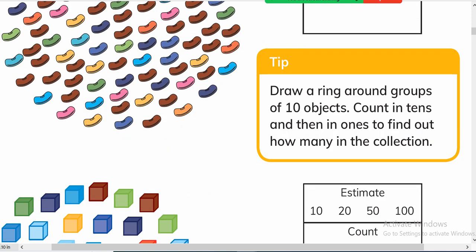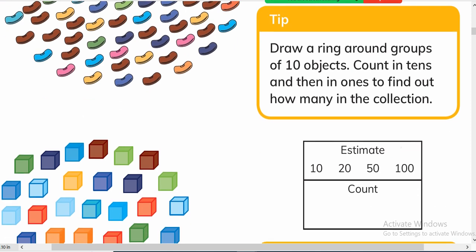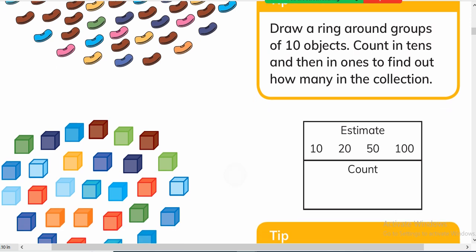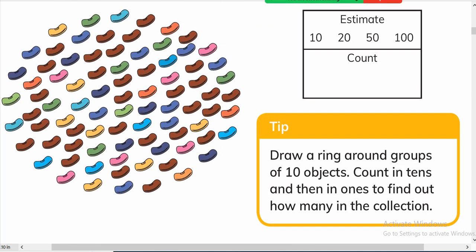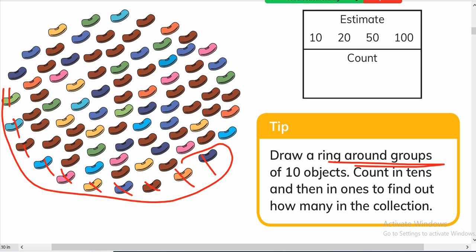Draw a ring around the groups of 10 objects. Count in tens and then in ones to find out how many in the collection. It is a tip. They are telling us how to count easily. But making groups of tens is also difficult, like 1, 2, 3, 4, 5, 6, 7, 8, 9, 10, and then circle them. Circling tens is also difficult.